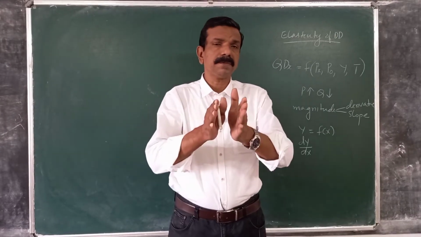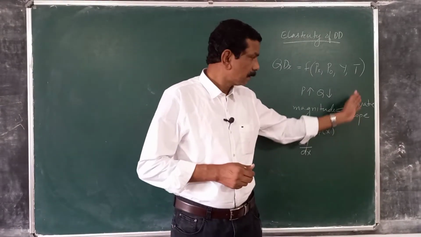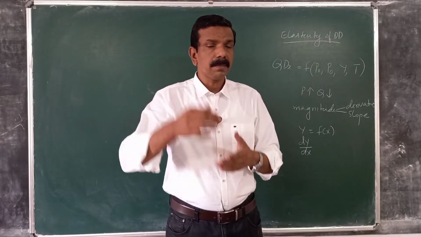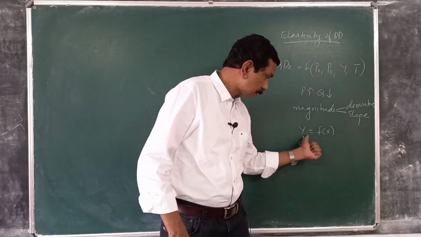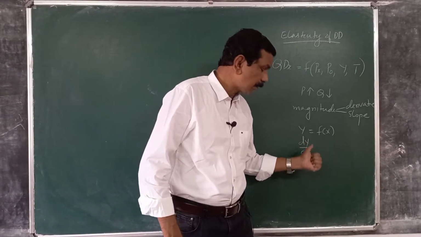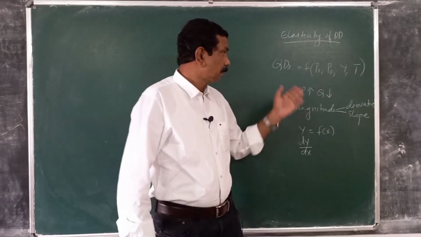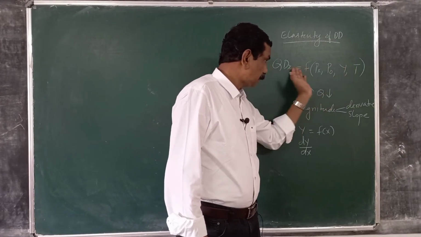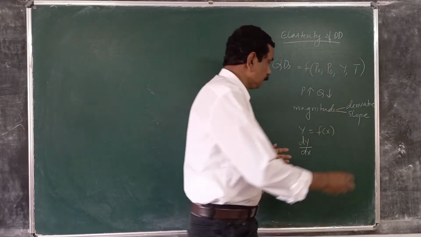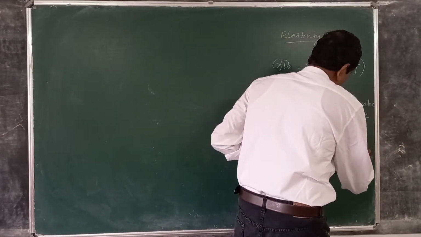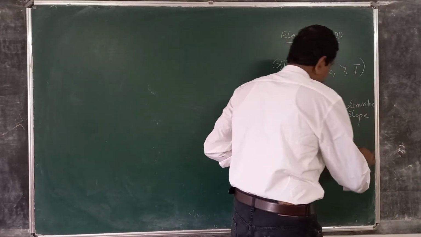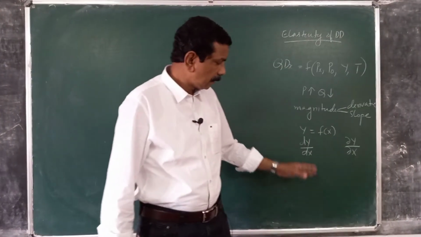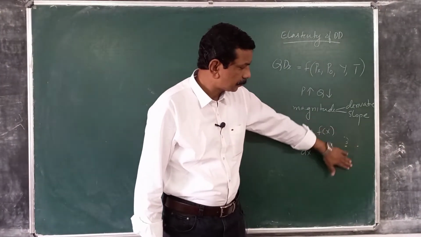So one measure of responsiveness is the slope of the demand curve. This is mathematically denoted as dy by dx. If y is a function of many arguments, we use the partial derivative, dou y by dou x. If y is a function of x only, dy by dx. That is it.